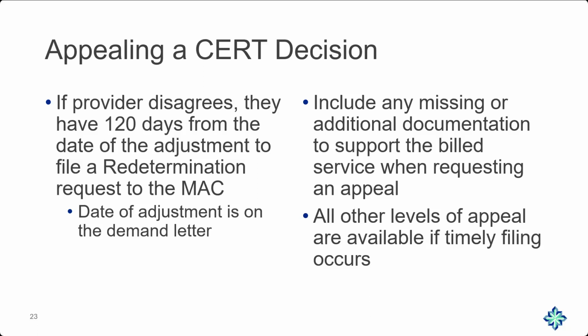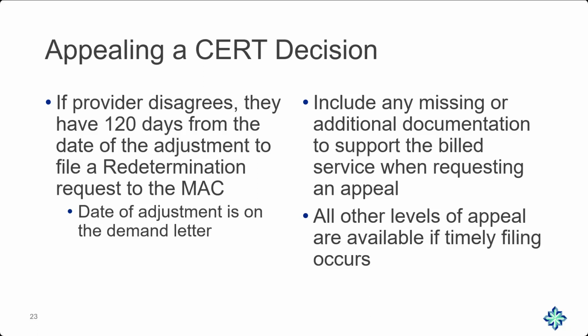Now, this helps you to make certain you include the missing or needed records to support that billed service when you're requesting an appeal. So as long as timely filing occurs, all other levels of appeal, there are 5 in total, are available when appealing a CERT decision.